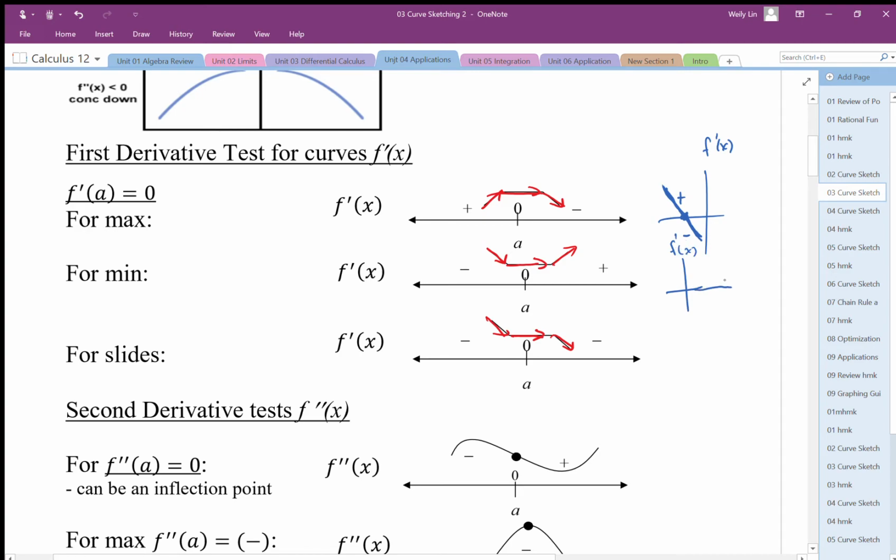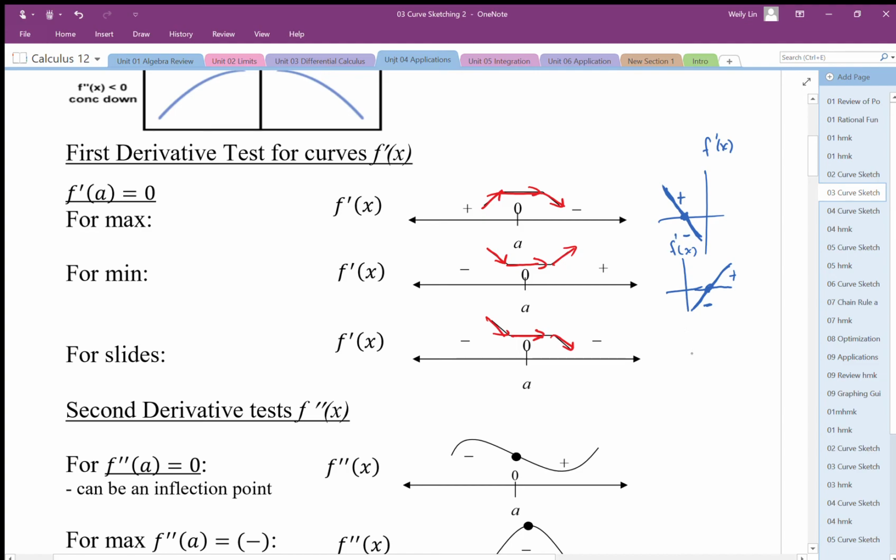For a minimum, it's the opposite. We have a negative slope, a negative y-coordinate, then our 0 y-coordinate here, and then we go to our positive y-coordinate. So we go from negative, 0, positive. The f prime function is going to cut through the x-axis in this direction, sloping up.